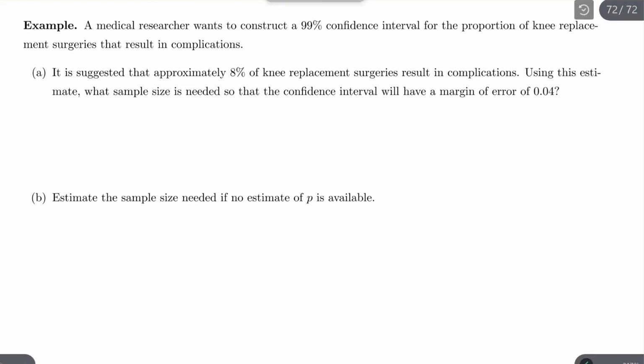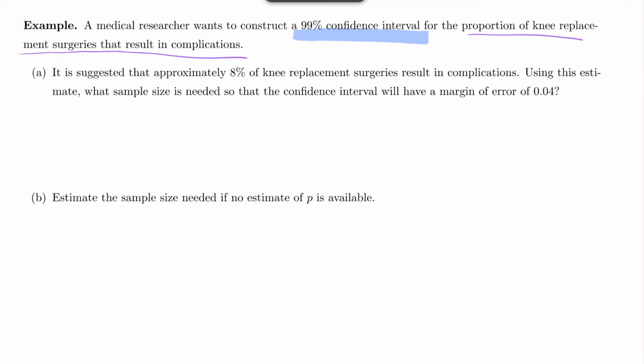A medical researcher wants to construct a 99% confidence interval for a proportion of knee replacement surgeries that result in complications. It is suggested that 8% of knee replacement surgeries result in complications. Using this estimate, what sample size is needed so that the confidence interval has a margin of error of 0.04?